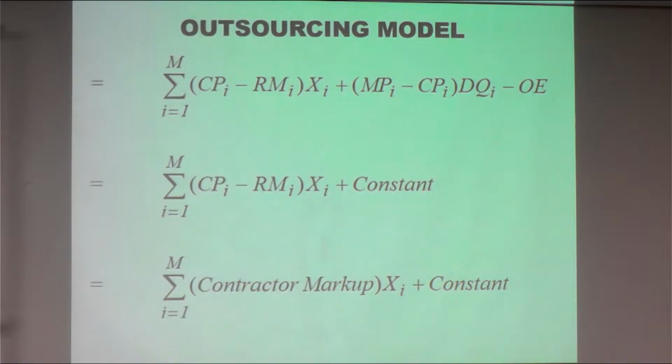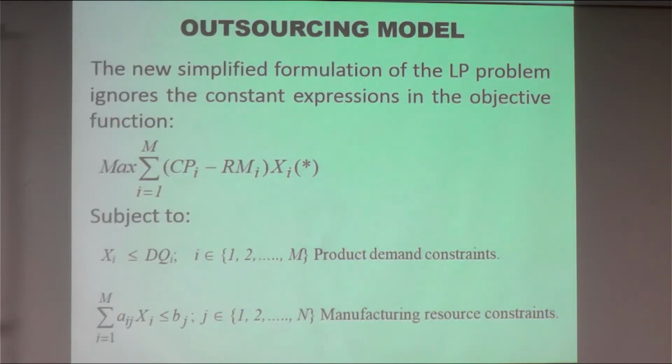Now look, this is how beautiful the relation becomes. Contractor's markup, I mean contractor's throughput. You can think of throughput as profit into the quantity that I will be producing in-house. So the new simplified formulation of the linear programming problem ignores the constant expressions in the objective function. So in the objective function, what excess things were there, now it has become simplified to only this, subject to this.